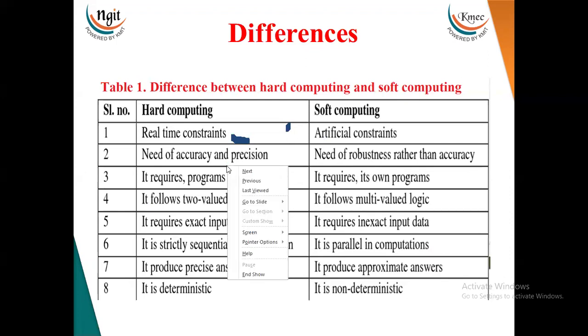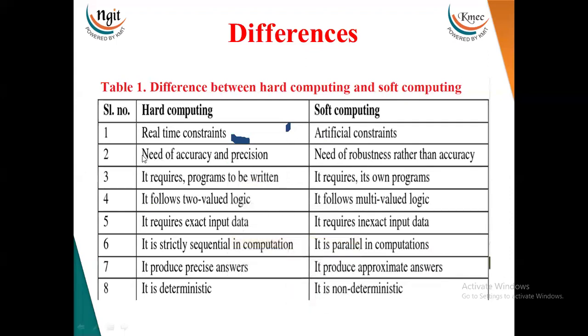The second difference is about accuracy. Always, hard computing is very cautious about accuracy and precision. But soft computing is very robust rather than accurate. Robust in the sense it will work in any situation. If you change the input or if you change any computational model, it will work.